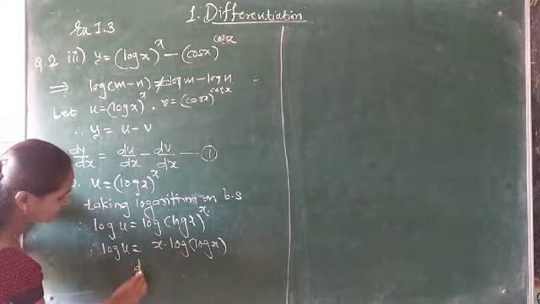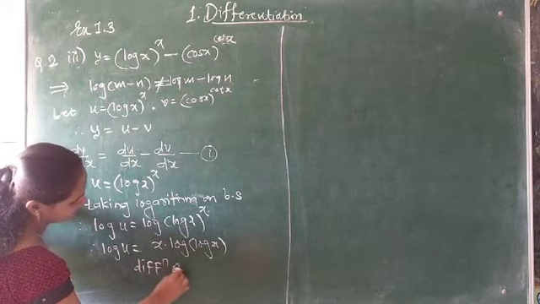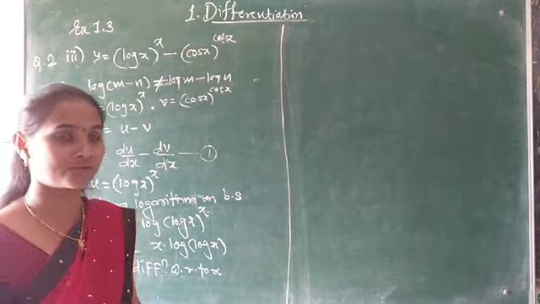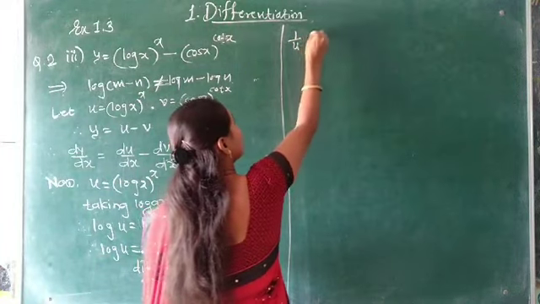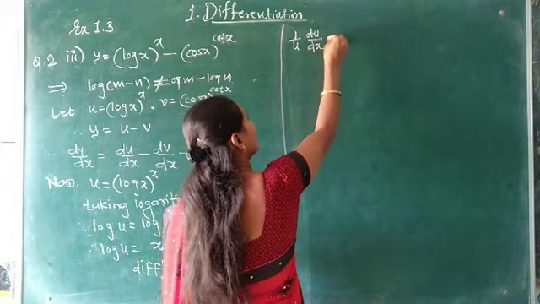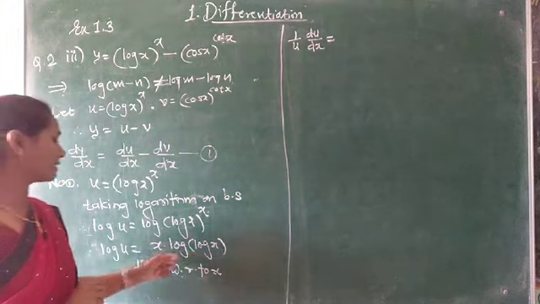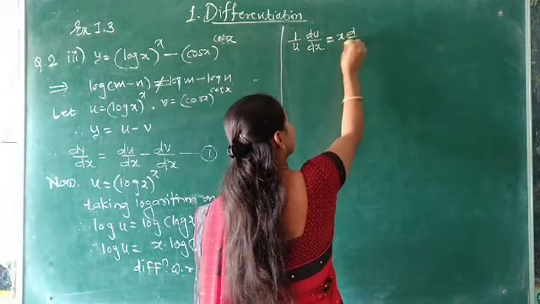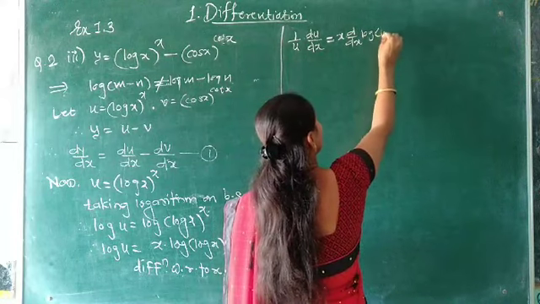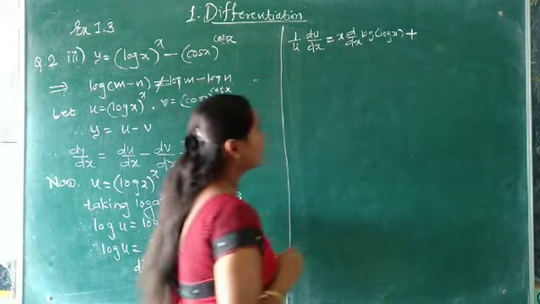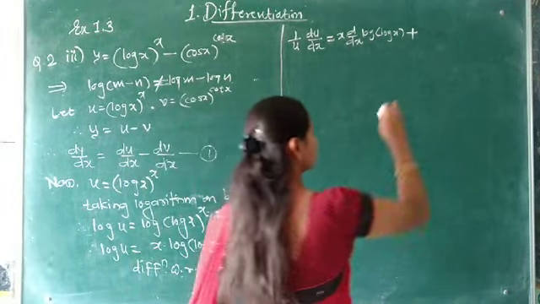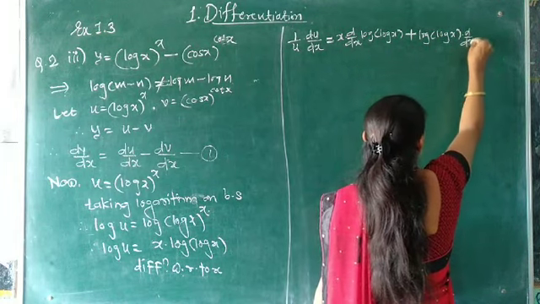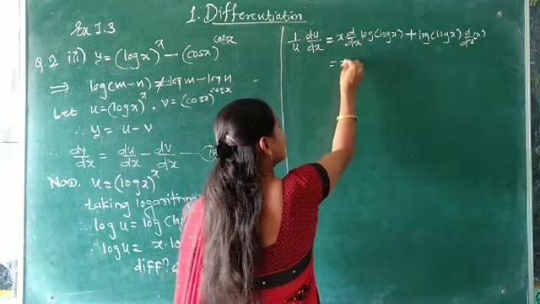Now differentiate with respect to x. What is the derivative of log u with respect to x? The derivative of log u is 1 upon u, then du upon dx. For finding the derivative of the right side, we have to use the product rule. So first, x as it is, into the derivative of log log x, plus log log x as it is, into the derivative of the first function, that is x.